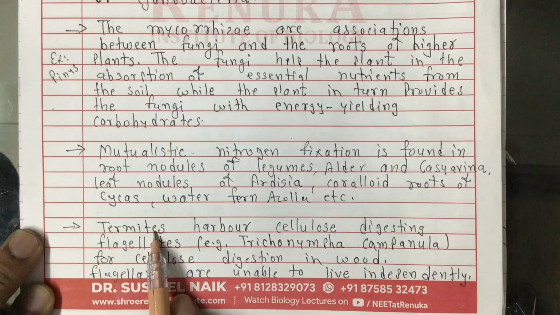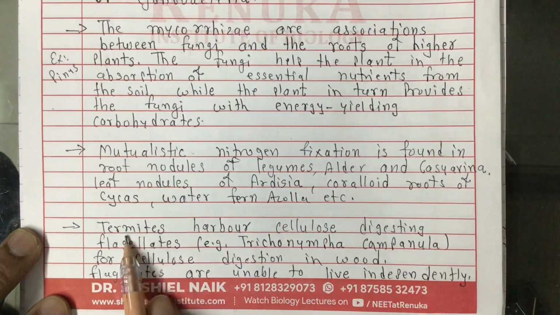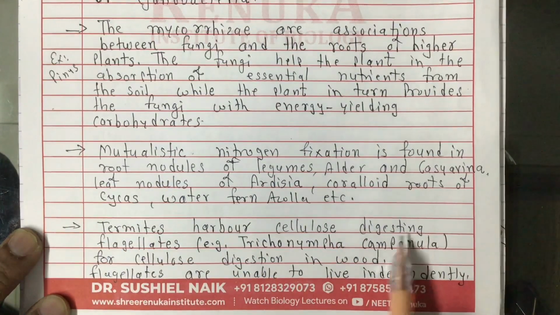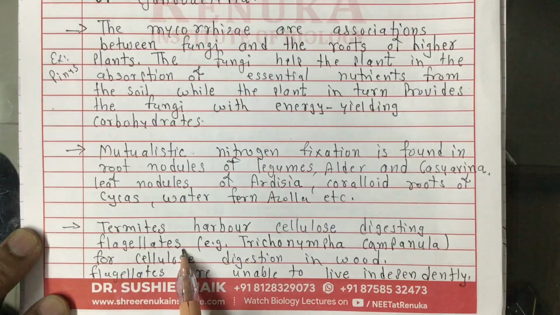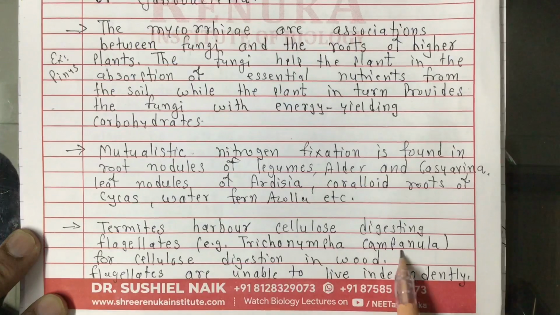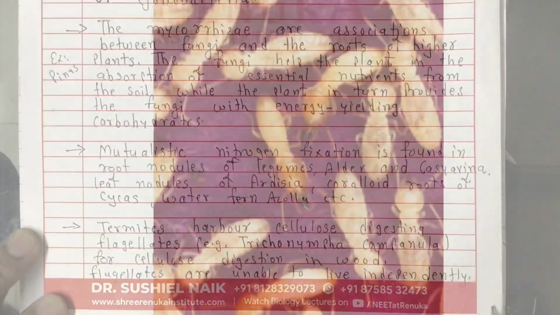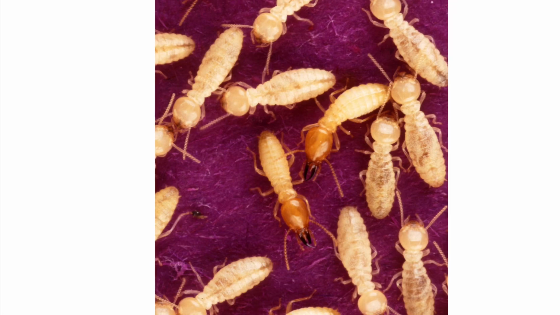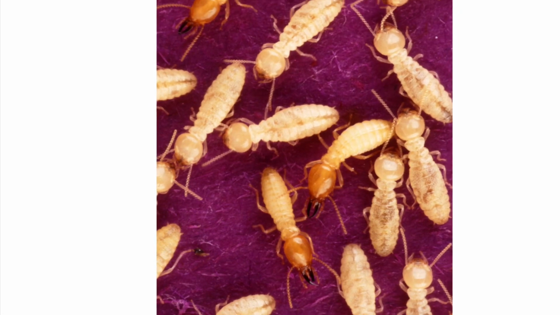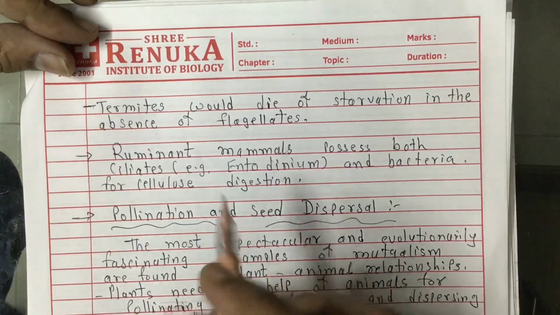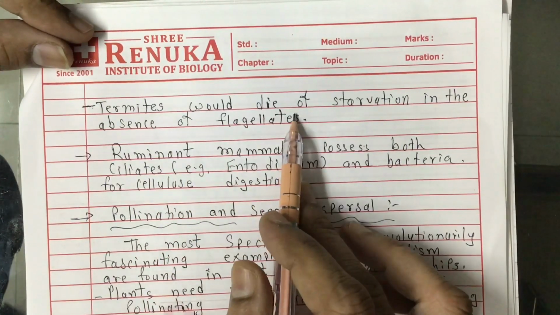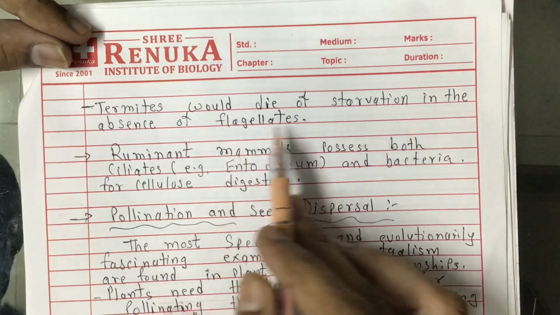Termites are another example of mutualism. Termites harbor cellulose-digesting flagellates. These are protozoans or unicellular animals like Trichonympha campanula. These flagellates help in the cellulose digestion of wood. Flagellates are unable to live independently, because termites would die of starvation in the absence of flagellates.